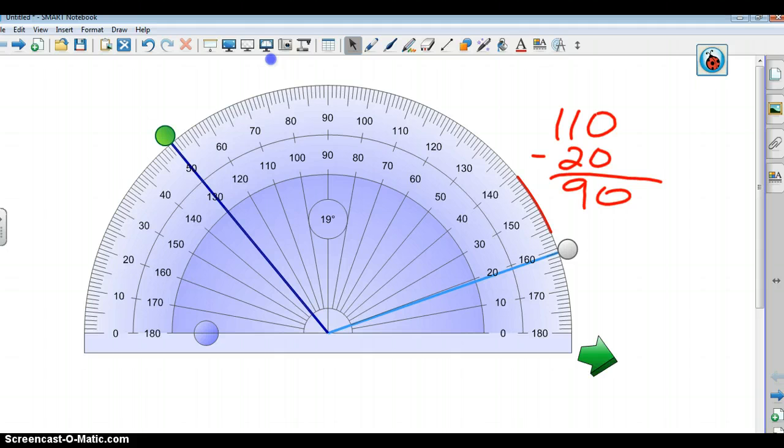130 minus what gives me 90? 40. Wait, no. So you're telling me here? No. Check it. Prove it. Is he right or wrong? Prove it on the board. Prove it on your board. Do the math.